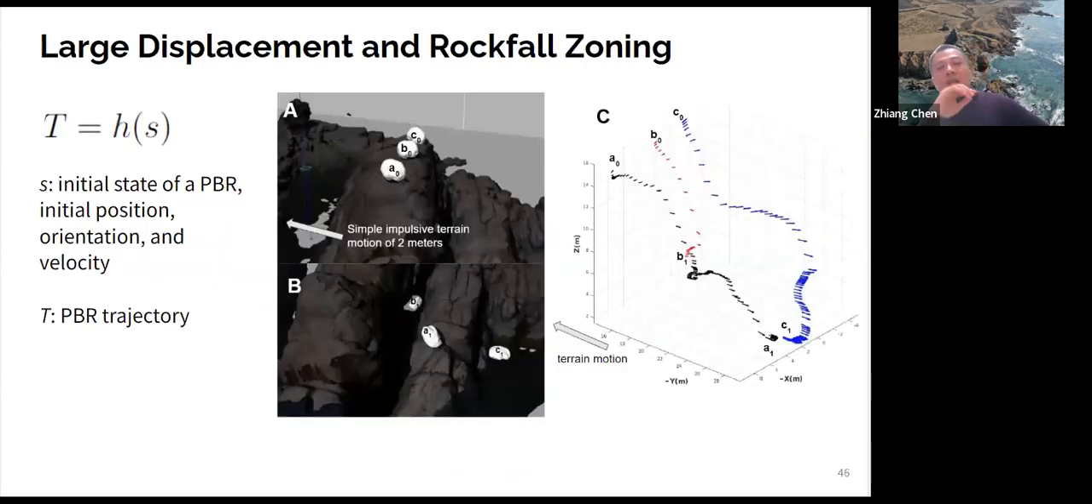For the large displacement study, we can still describe it using a function, but it's slightly different. Given the initial state of a PBR, for example, initial position, orientation, and velocity, and if we know the terrain model, the trajectory can be phrased as a function of the initial state.